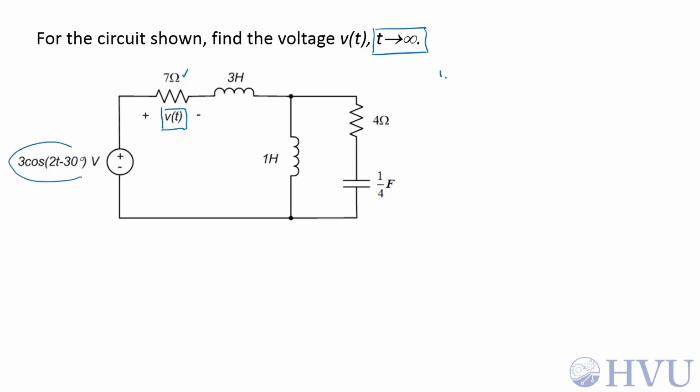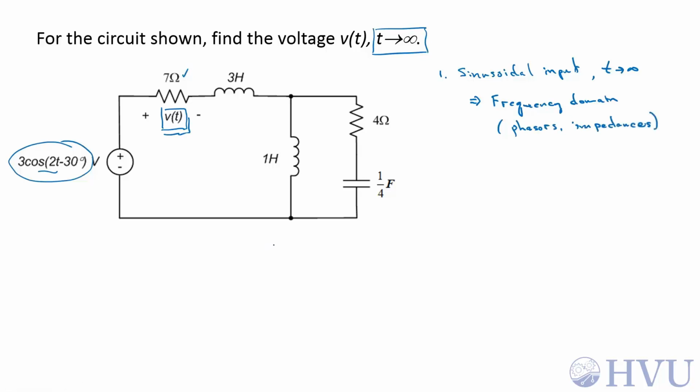The input's a sinusoid, and we want to find the particular solution as t goes to infinity, so this V of t is going to be the same form as the input, so all the signals are going to be sinusoidal in this system. So we want to do frequency domain analysis, which means that we're going to want to use phasors for our voltages and currents, and impedances for our circuit elements.